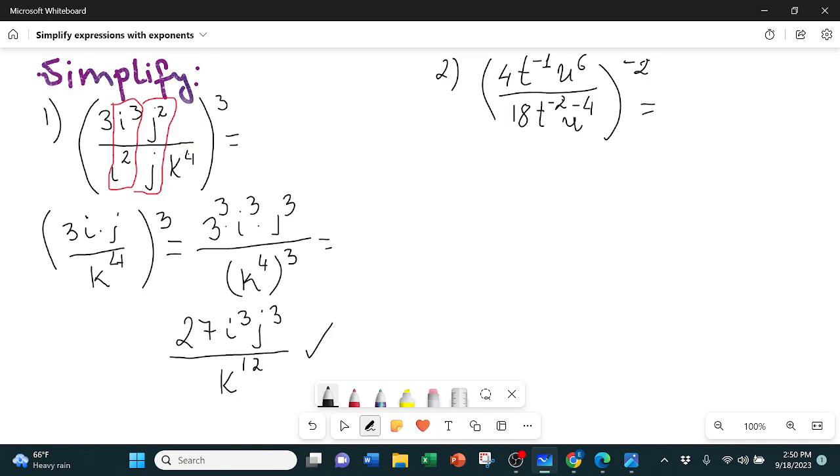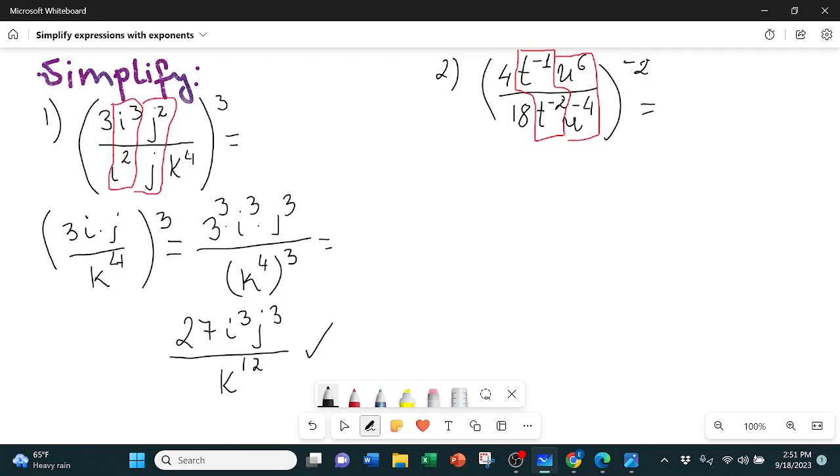Now let's take a look at the second example. It looks more complicated because right here we have negative exponents as well. So what I will do, first I will work with the coefficients, 4 over 18. 4 and 18, we can simplify that. And then I'm going to work with t to the power negative 1 divided by t to the power negative 2, and y to the 6th power divided by u to the power negative 4. So how are we going to do that?